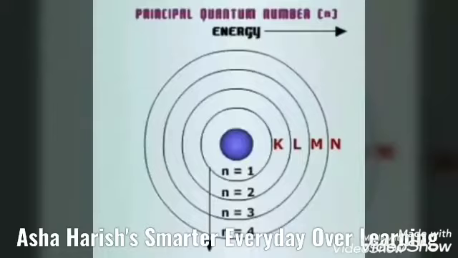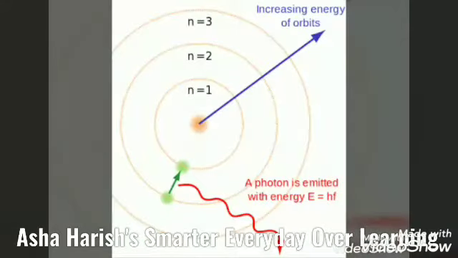You can see in the picture, students, the K, L, M, N shells starting from the nucleus, the first orbit. This number helps to explain the main lines of the spectrum on the basis of electronic jumps between these shells. As the energy of the orbit increases from the nucleus, you can see in the picture, a photon is emitted with energy E equal to hf. The principal quantum number gives the following information: the average distance of the electron from the nucleus. In other words, it largely determines the size of the electron cloud.